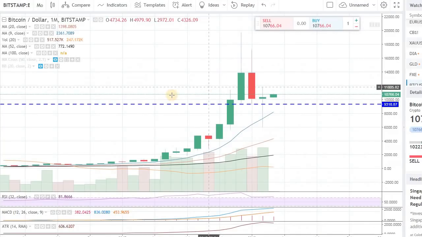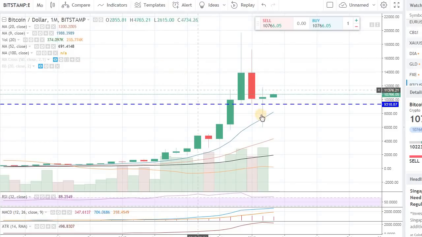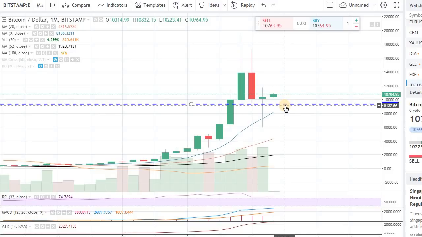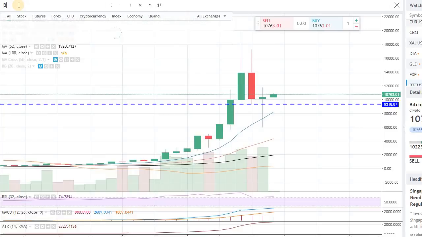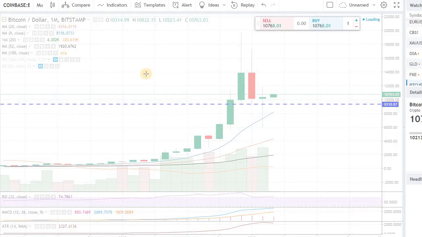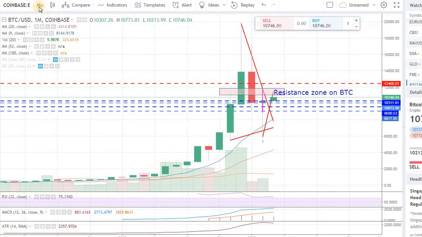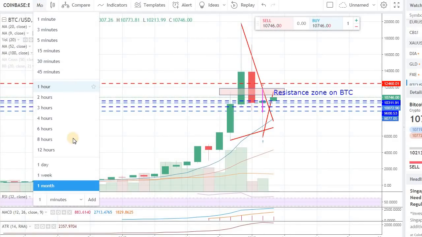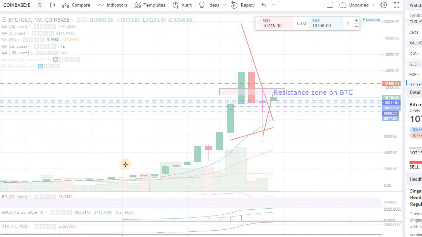Coming back to Bitcoin, the monthly is looking very nice and bullish. We want to make sure we are staying over that 9,300 level. Let's go to the daily. I'm going to switch back to the chart we have been working on, which is from Coinbase, the BTC and USD pair, and we are looking at the daily.